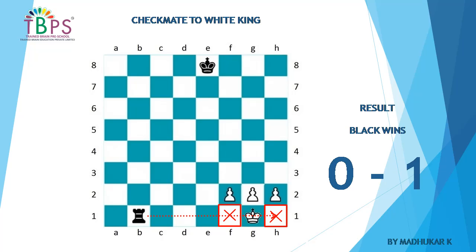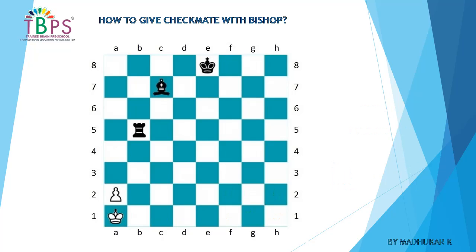Here, black wins and white loses. When black wins, the result will be shown as 0-1. Now we will see how to give checkmate with bishop with the help of rook.